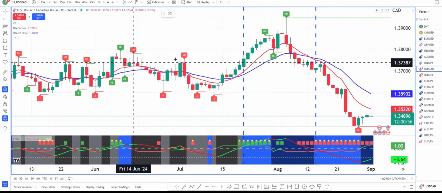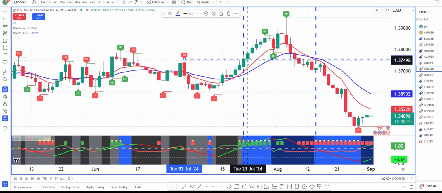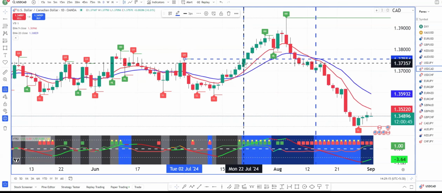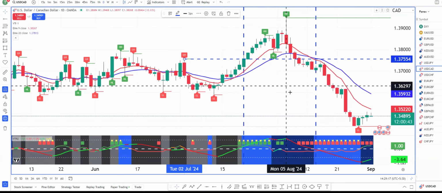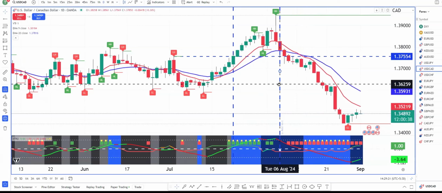The change of character has happened here. The change of character has happened here with a momentum candle, with a yellow dot. Yellow dot, change of character, you make profits. Yellow dot, after yellow dot, where is the change of character?